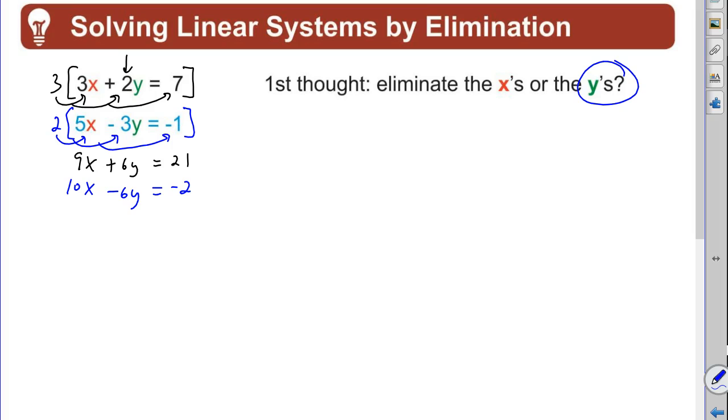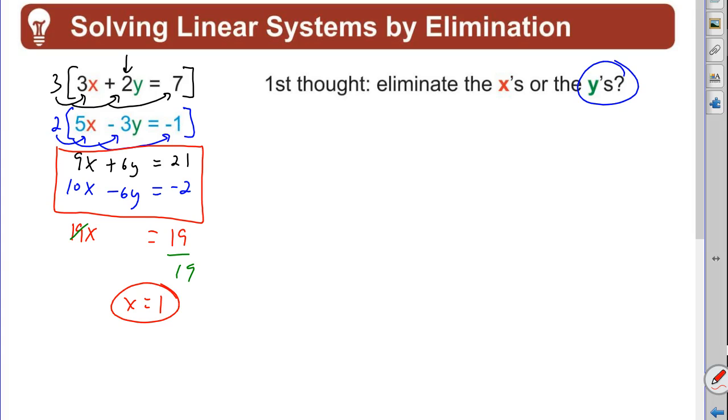Now I'm ready to add up these two equations. I'm just going to add them up. 9x and 10x is a 19x. My y's add up to 0. That's what I want. 21 minus 2 is a 19. And now I can solve for the x. Real easy. I'm just going to divide both sides by 19. And in this scenario, I get x equals 1. Okay, I have one of the values.